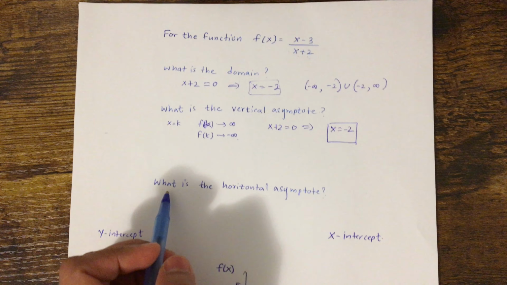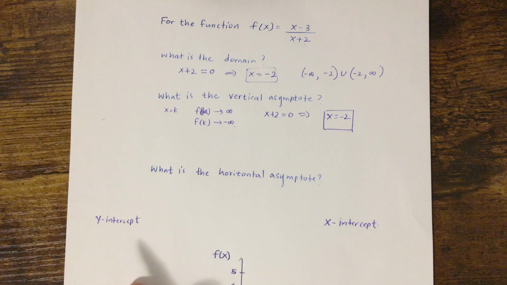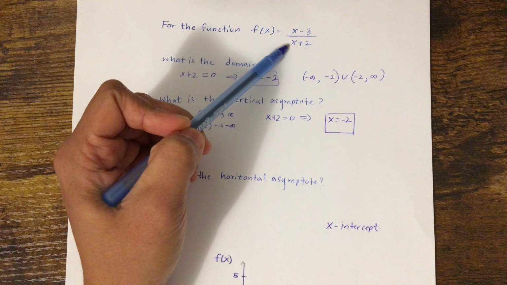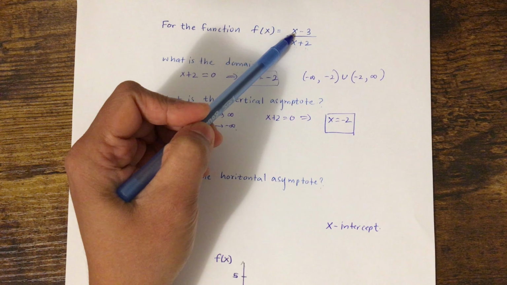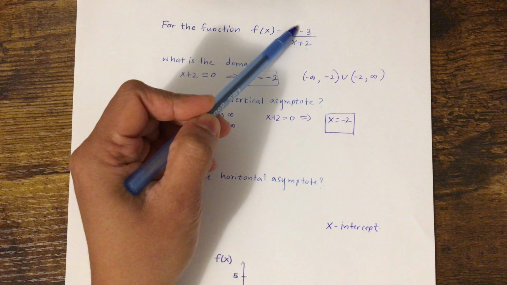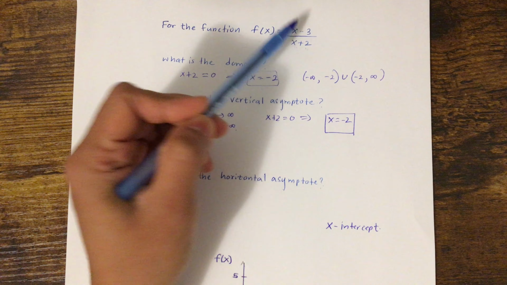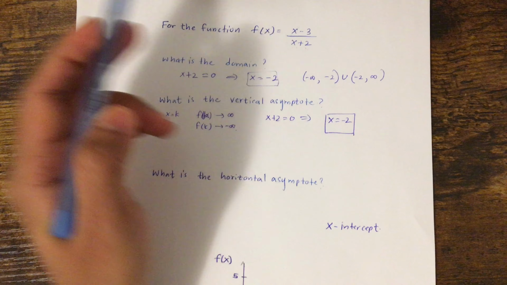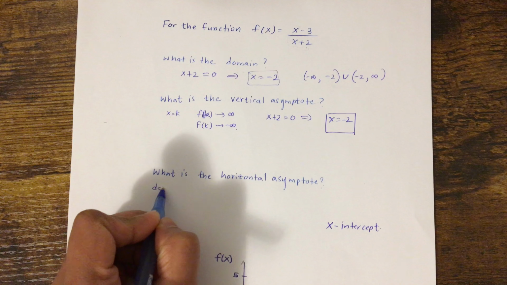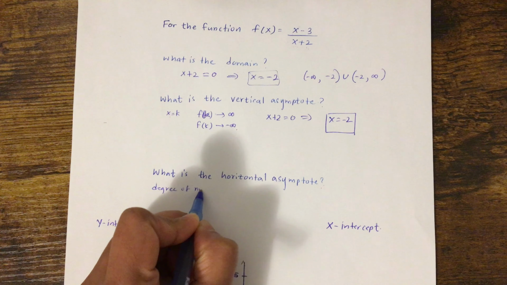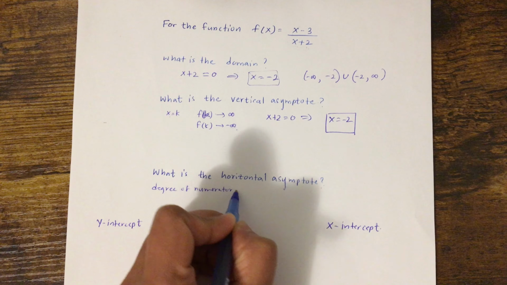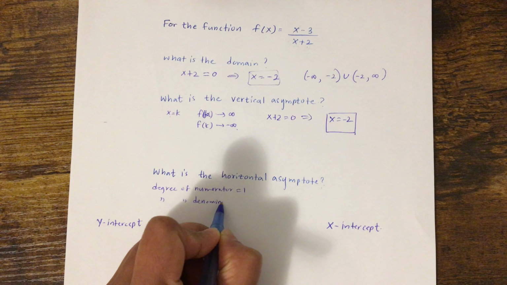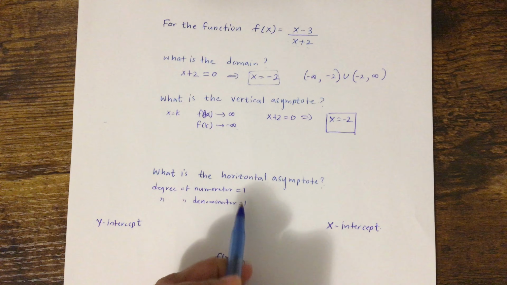Okay. And how do you find the horizontal asymptote? To find the horizontal asymptote, you have to look at the degree of the numerator and the degree of the denominator. As you can see, the degree of the numerator is 1. The highest power of x is 1. And the degree of the denominator is also 1. So the degree of the numerator equals 1 and the degree of the denominator equals 1. So they are the same, right?